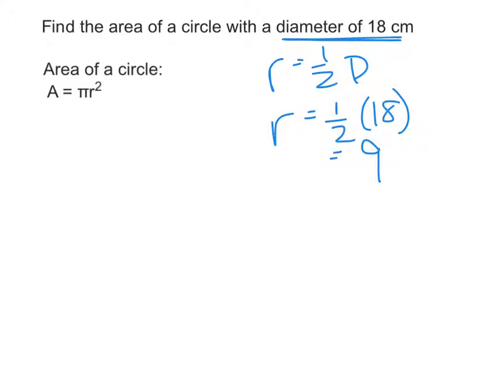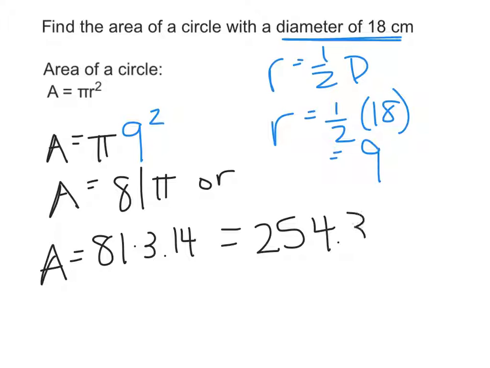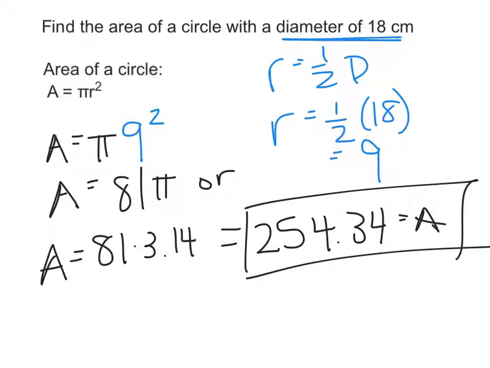So now we can plug it into our formula. A is equal to pi times 9 squared. And again, let's show both ways that we can answer this. We can do A is equal to 81 pi, or A is equal to 81 times 3.14, which is 254.34. So again, we can answer it area is equal to 81 pi, or area is equal to 254.34.